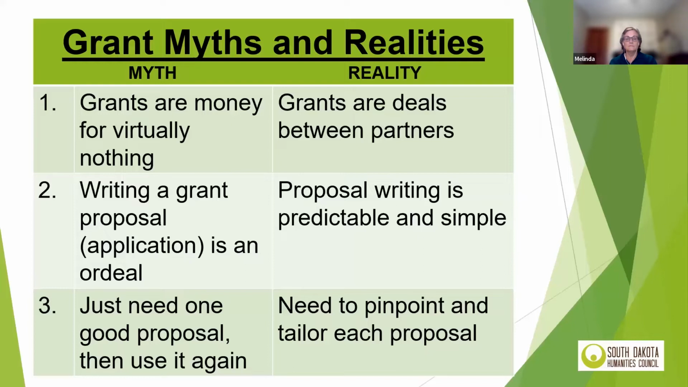Another myth is that you just need one good proposal, then use it over and over. Well, the rubber stamp proposal method does not work. Grantors are asking specific questions in a specific order to make the review process easier. You need to tailor each application to both your needs and the mission of the grant-making organization.